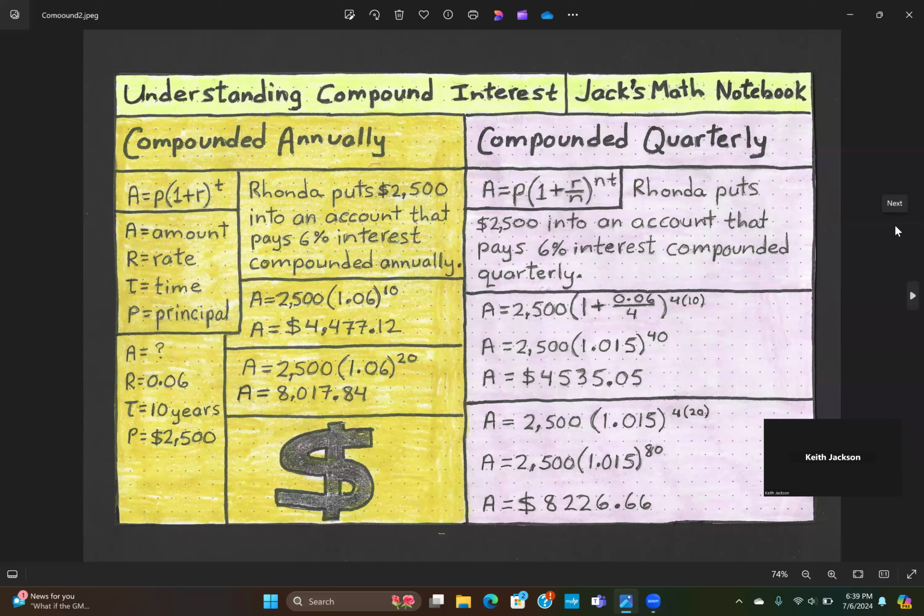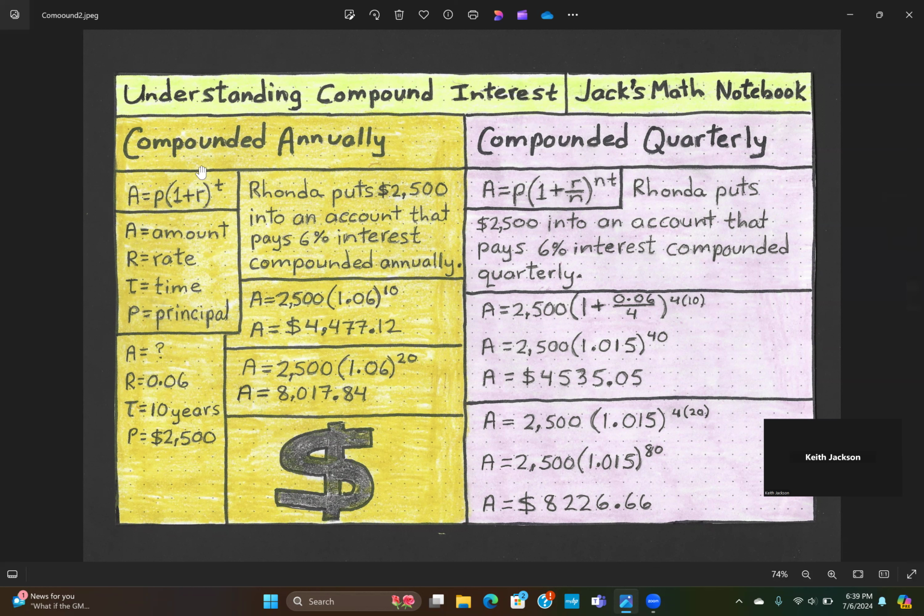This is our second video on how to compute compound interest. We're going to compound annually, and then we're going to compound quarterly. Let's take a look at our first example, in which Rhonda puts $2,500 into an account that pays 6% interest compounded annually.